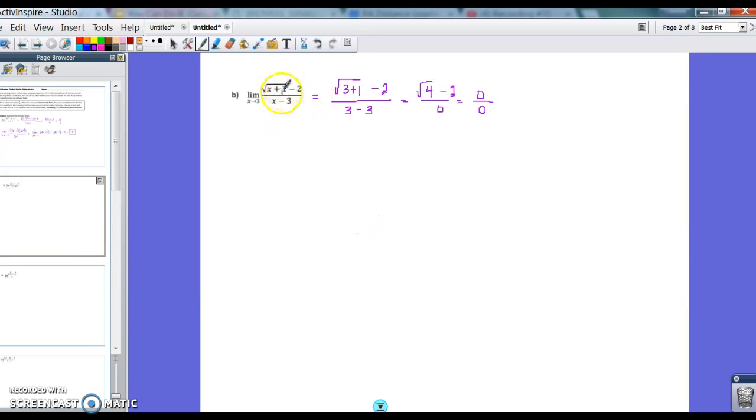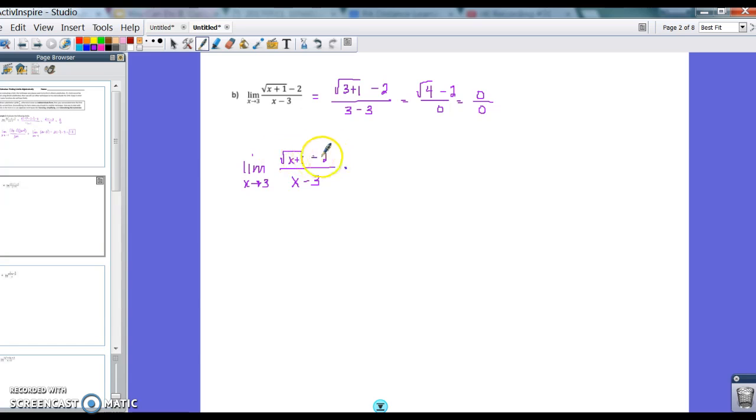Now, with this one, there's nothing to factor, obviously. But as soon as you see a radical in there, whether it's in the numerator or in the denominator, you want to rationalize. And rationalize means multiplying by the conjugate. We've done this before, back at the beginning of the year, and you did this in Algebra 2 as well. So we're rationalizing the numerator here.